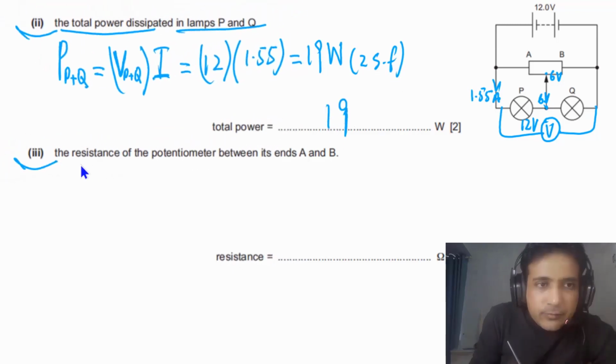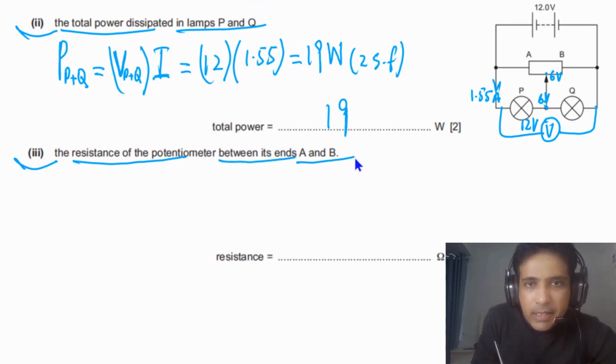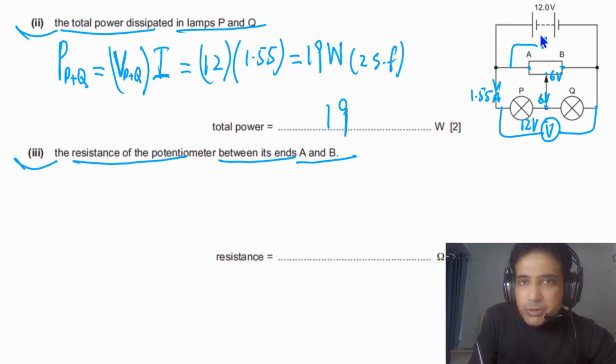For the next part, we need to calculate the resistance of the potentiometer between its ends A and B. Means, what is the resistance of this potentiometer between ends A and B. First of all, we can connect our voltmeter here. If we connect a voltmeter across this potentiometer, the reading has to be equal to the EMF of this power supply. So the reading across A and B is equal to 12 volts.